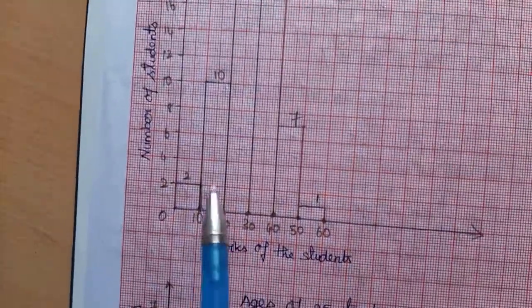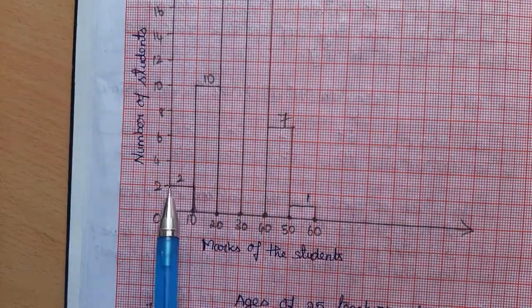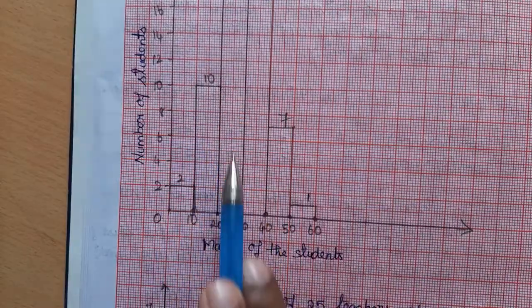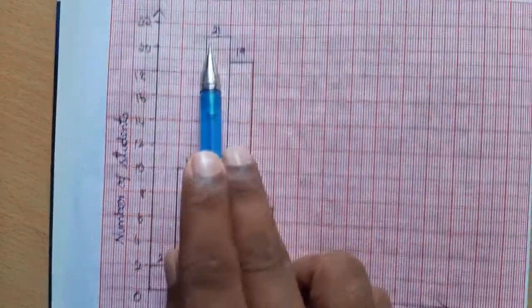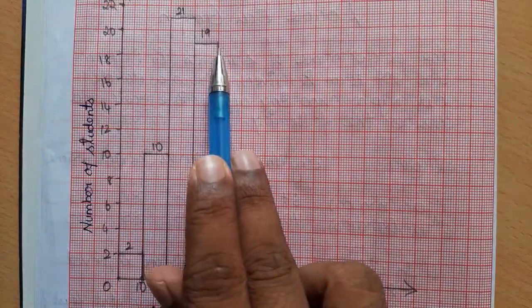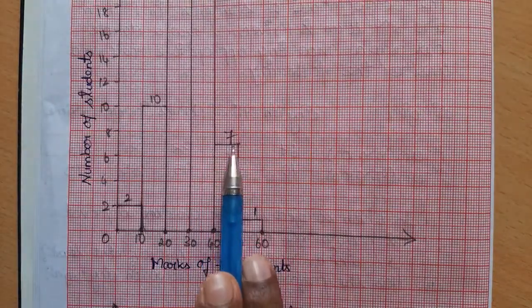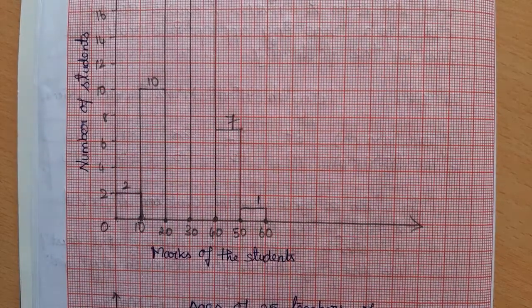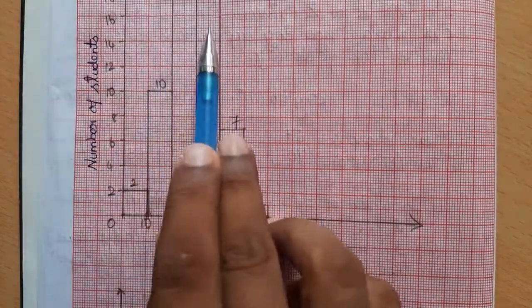So in 0 to 10 marks there are 2 students, in 10 to 20 there are 10 students, in 20 to 30 there are 21 students, in 30 to 40 there are 9 students, in 40 to 50 there are 7 students, and in 50 to 60 there is 1. So with the help of the frequency we are raising the bar.